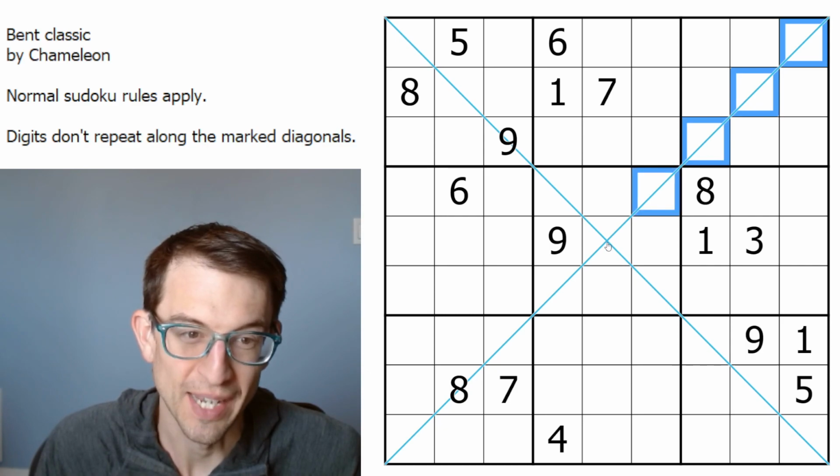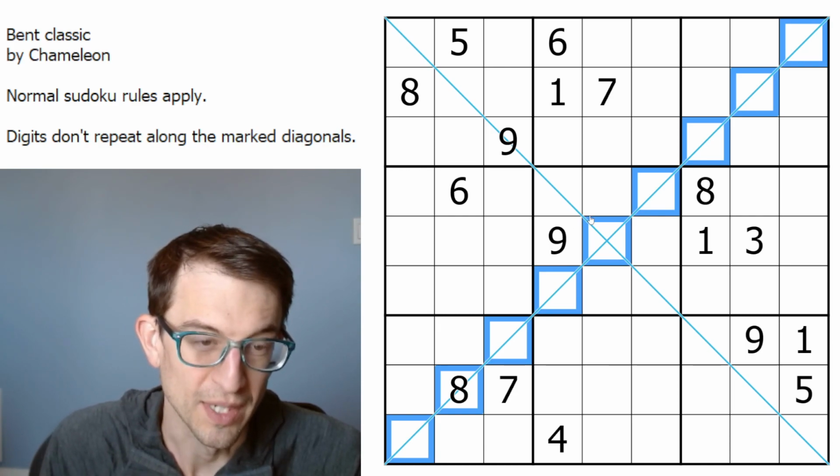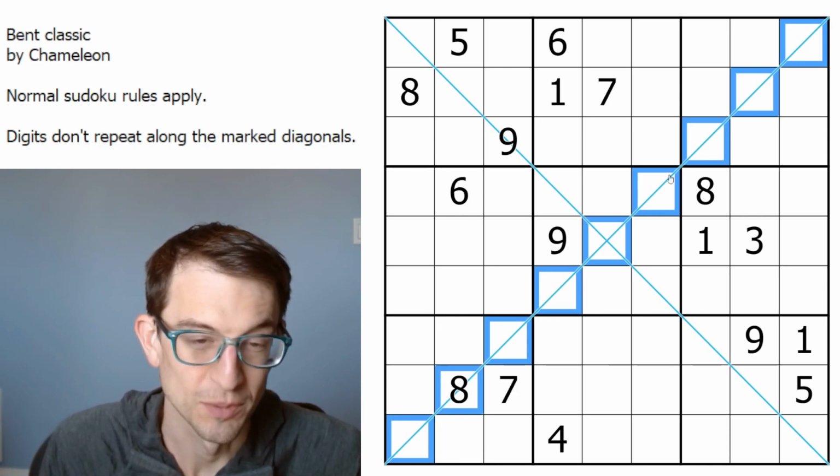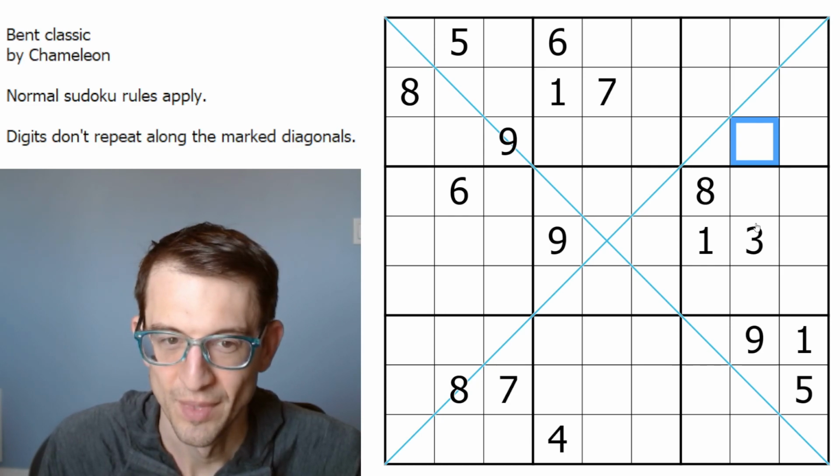We have these blue diagonals where digits cannot repeat. So essentially the two diagonals in the puzzle will be an extra region of the digits 1 to 9 each. So let's see what we can see here.